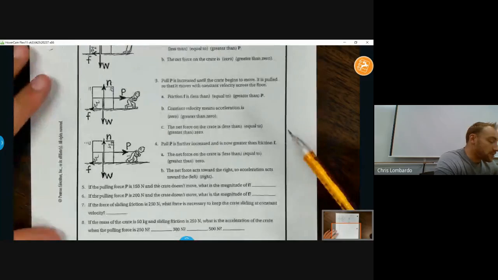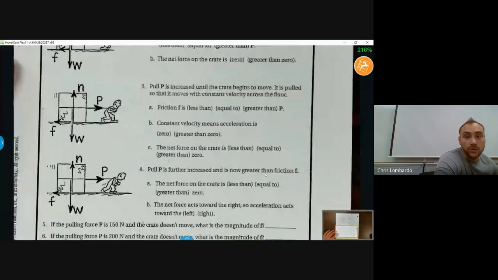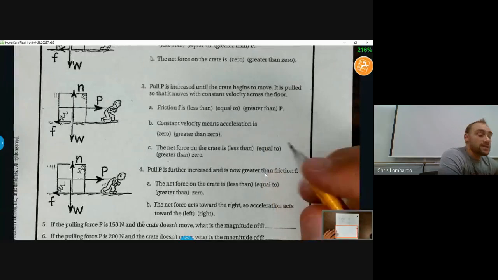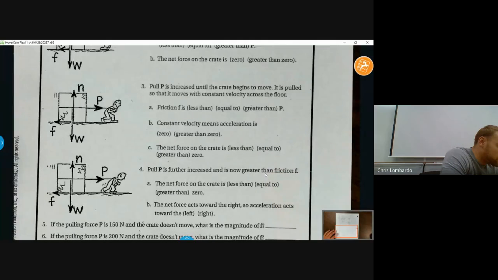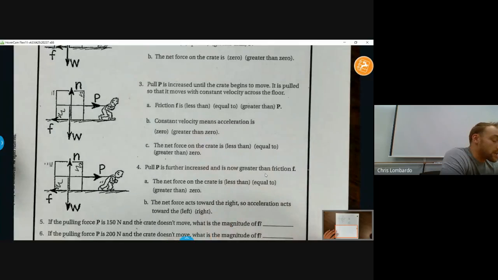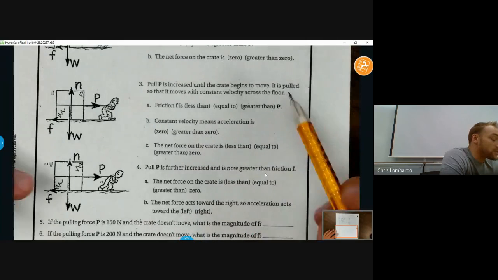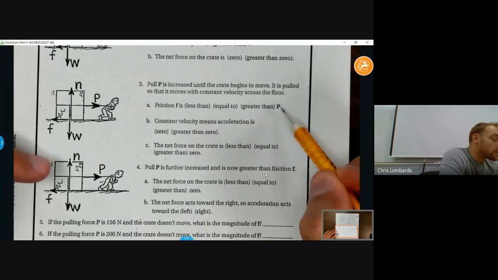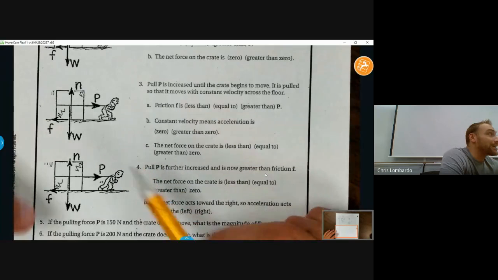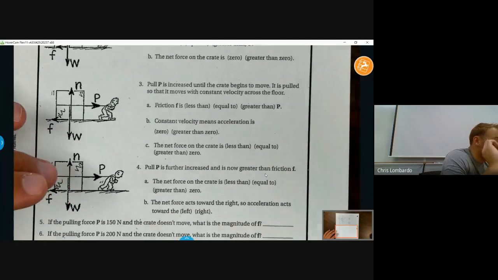Number 3, P is now increased so that the crate begins to move with a constant velocity across the floor. So again, constant velocity means constant speed in a straight line. That means everything has to be balanced. Even though it's now moving, the pull force and friction are, again, equal, which means constant velocity, the acceleration is 0. Net force has to be 0.